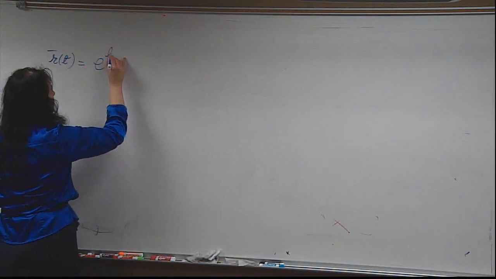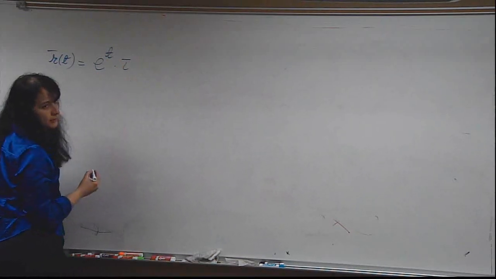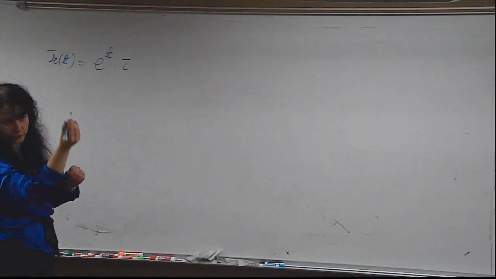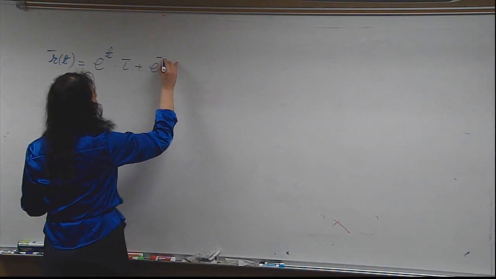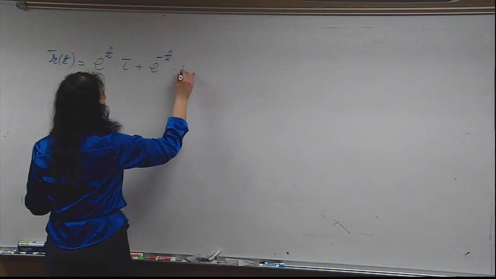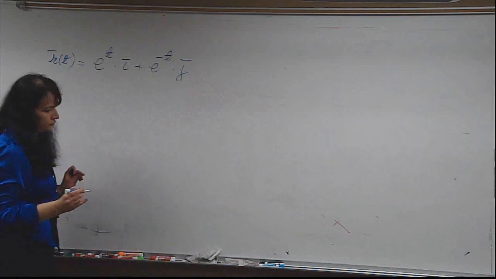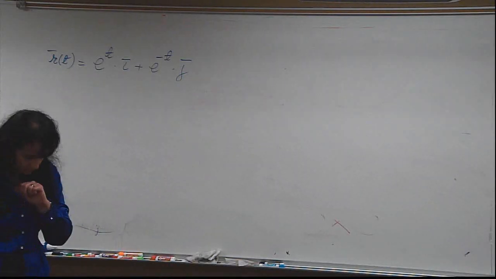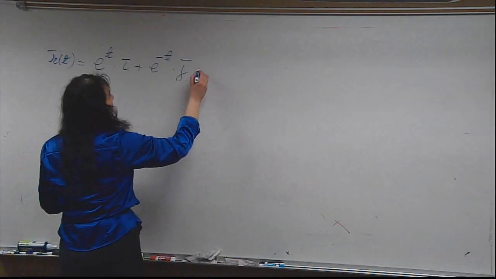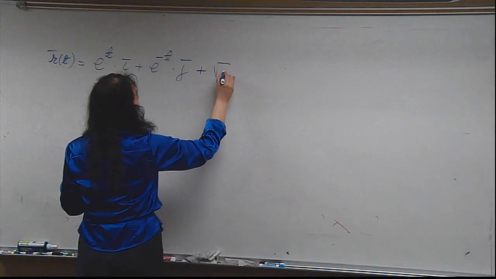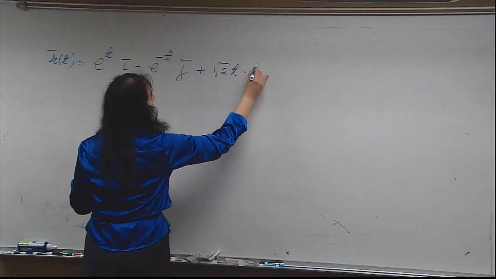e to the t, i, is a parameterization of a curve in space, a skew curve, plus e to the minus t j plus square root of 2 t k.